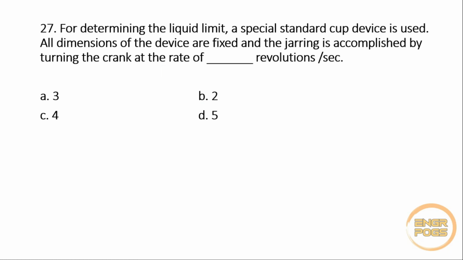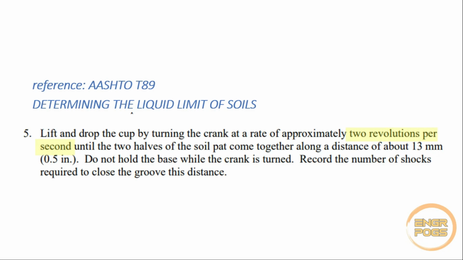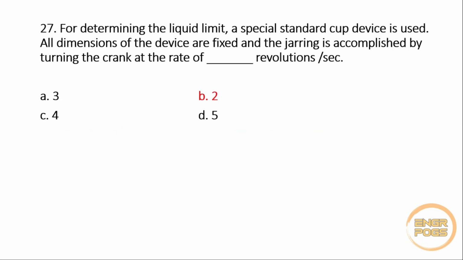Number 27. For determining the liquid limit, a special standard cup device is used. All dimensions of the device are fixed and the jarring is accomplished by turning the crank at the rate of blank revolutions per second. Based on AASHTO T89, determining the liquid limit of soils, on its procedure number 5, you need to lift and drop the cup by turning the crank at a rate of approximately 2 revolutions per second. Therefore, the answer is letter B, 2.